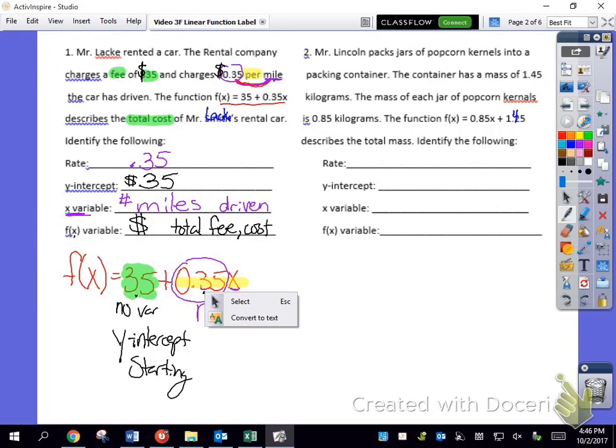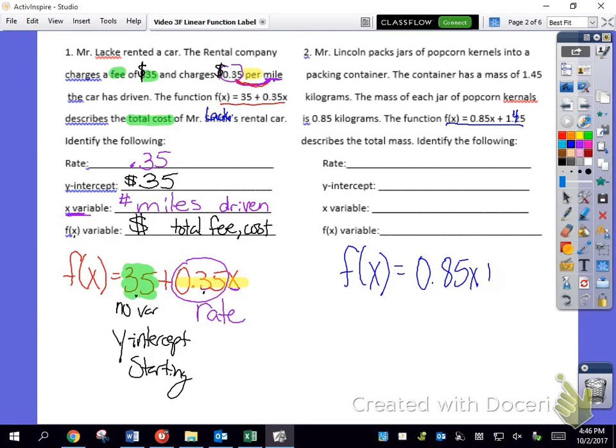Number 2. Mr. Lincoln packs jars of popcorn kernels into a packing container. The container has a mass of 14,500 kilograms. The mass of each jar of popcorn kernels is 8,500 kilograms. The function f of x equals 8500x plus 14,500 describes the total mass. Identify the following. Very first thing, I have an equation, so I'm going to write that down again so that you can see it and we can add a little bit to it.